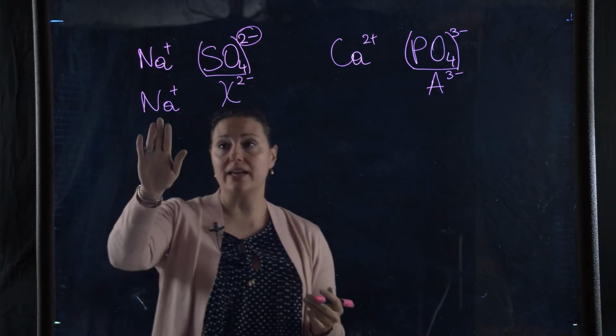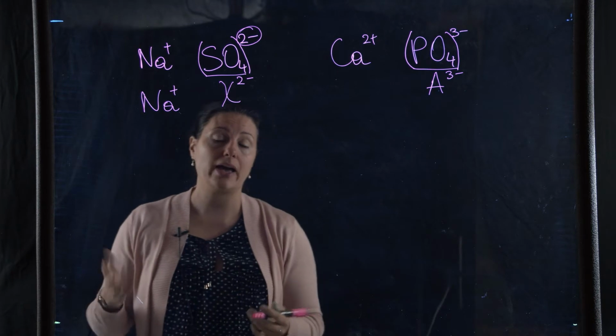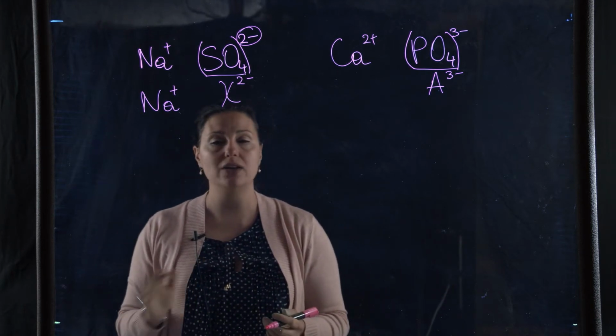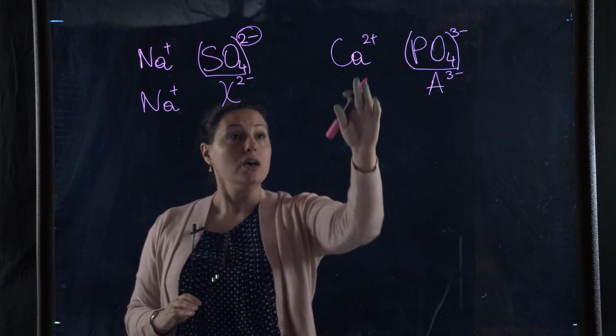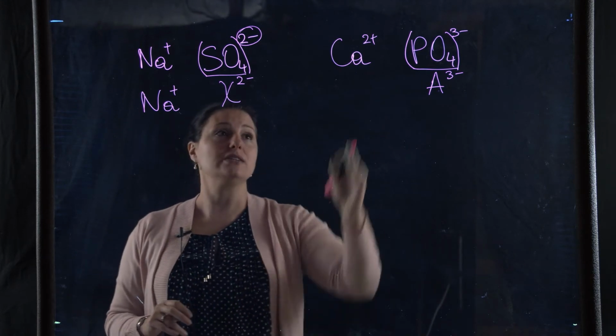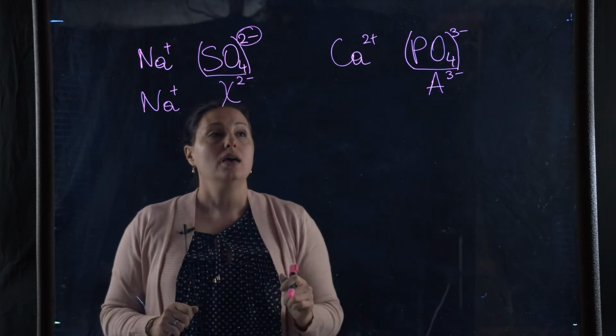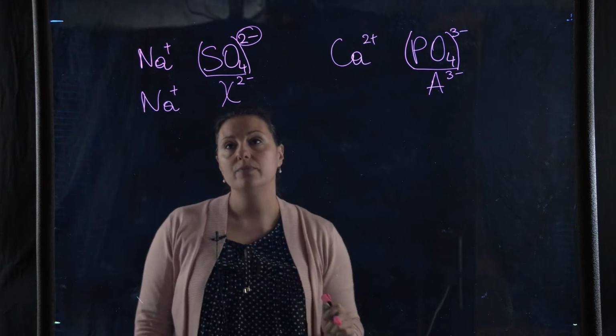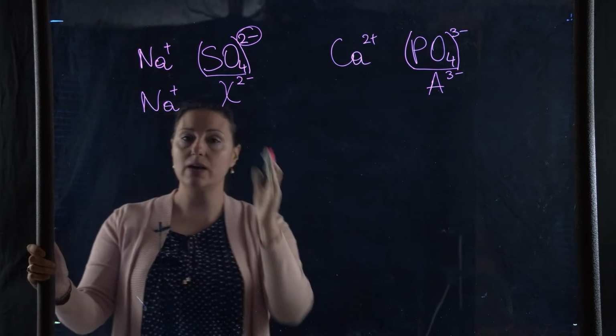Now remember that sodium is a +1 ion because it's group 1. It will always form a +1. Do not change the charge on sodium. Calcium is a group 2 element, will always form a 2+. Therefore, do not change the charge on the calcium. Okay? So now, this is just like what we did earlier.